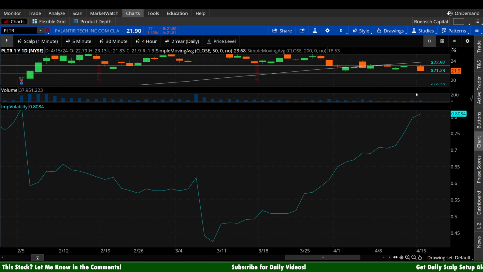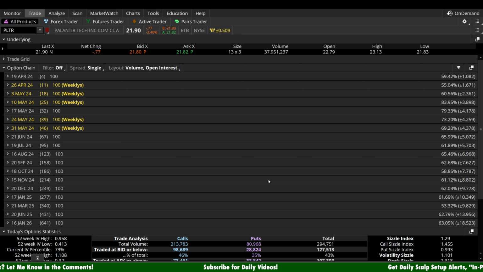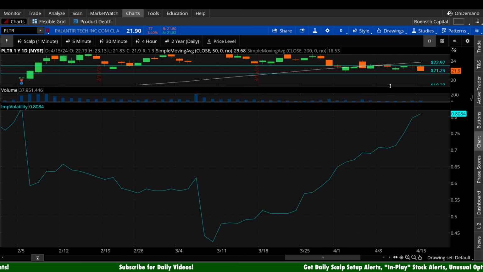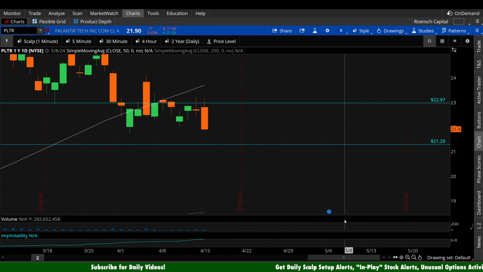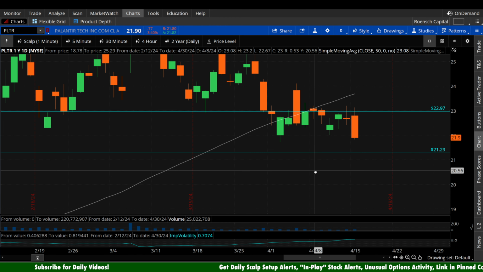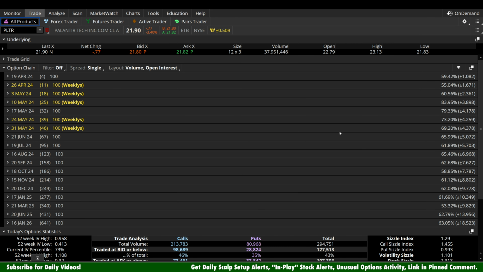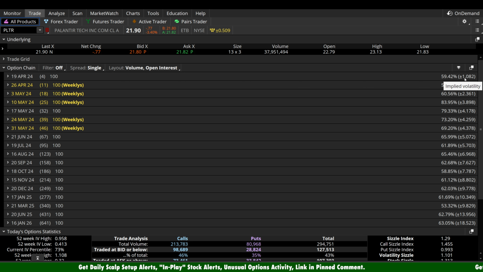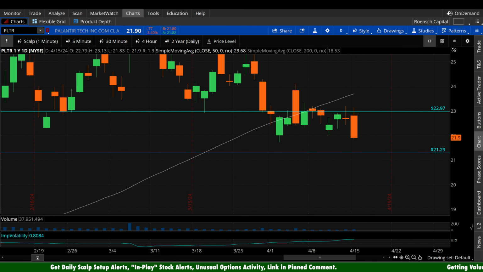Now, let's take a look at the expected move on Palantir. Well, the next expiration we have here is April 19th. That's Friday's close. And if we look, we don't have any earnings coming up until May 6th here on Palantir, so there's no earnings to worry about between now and then. Friday's close, the expected move by then compared to today's close is $1 plus or minus $1.08 per share.